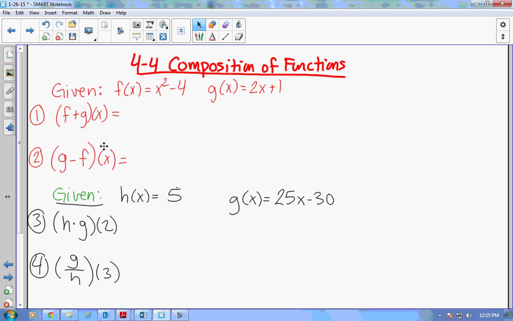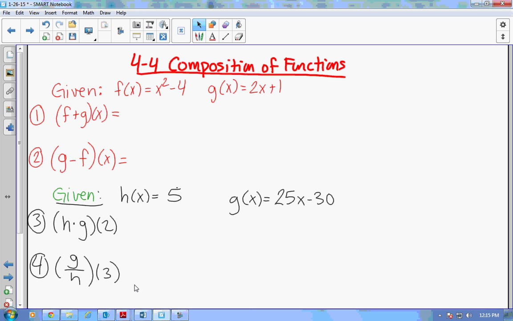Numbers 1 and 2 are functions of x. But numbers 3 and 4, you're evaluating that number. So 3 and 4 have that extra step, where the very last step is you plug in a 2 or a 3. You can work with the neighbor sitting by you if you are working, but this is due at the end of class. No exceptions. So you have to turn it in at the end of class, yeah?